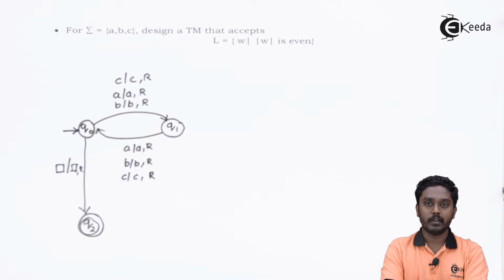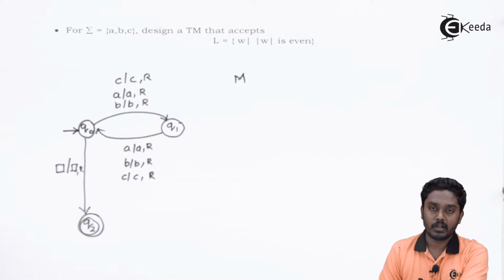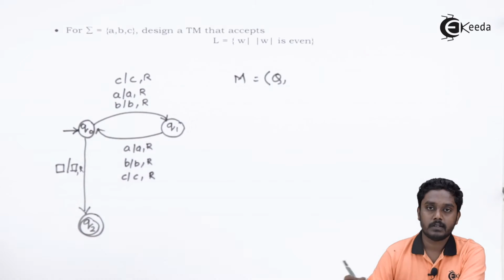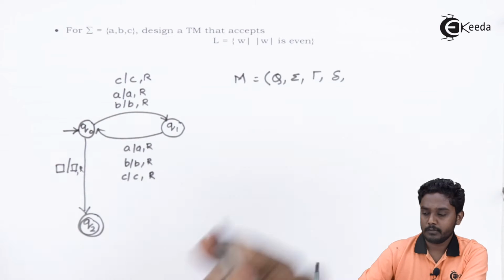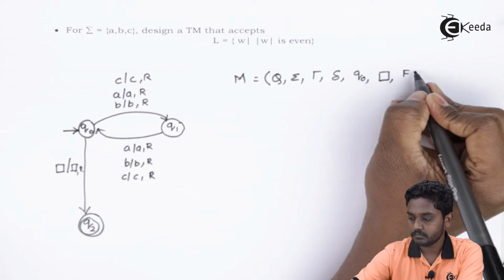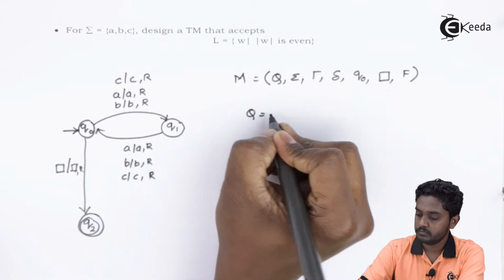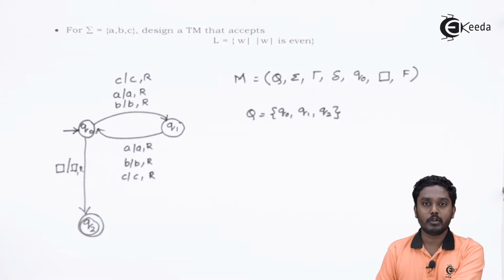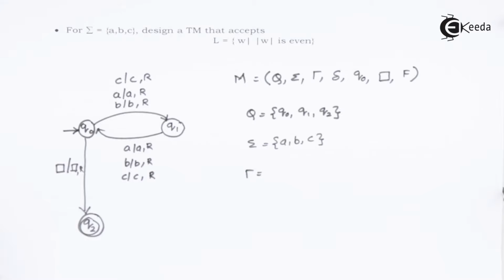So we have constructed the required Turing machine. Now let us see the mathematical components and definitions of this machine. A Turing machine M contains the components Q, sigma, tau, delta, Q naught, blank symbol, and set of final states F. Over here, Q will contain Q0, Q1 and Q2. Sigma would contain symbols A, B and C. Tau would contain A, B, C as well as the blank symbol.